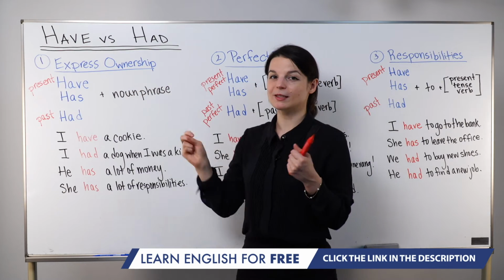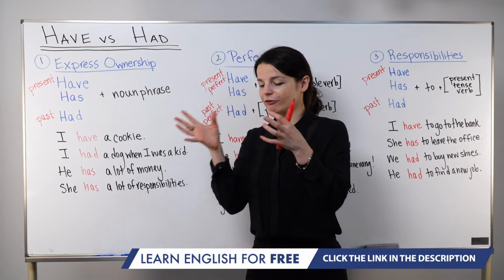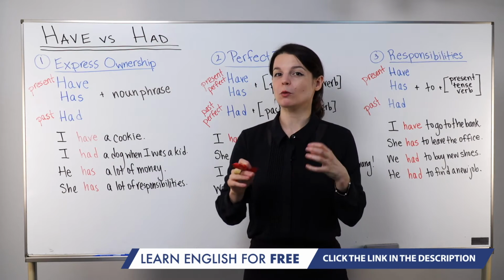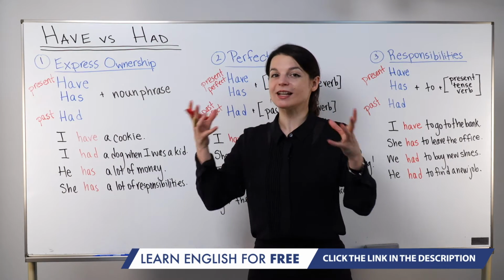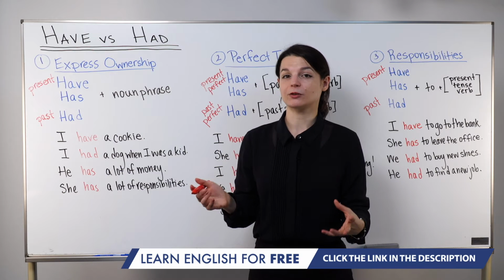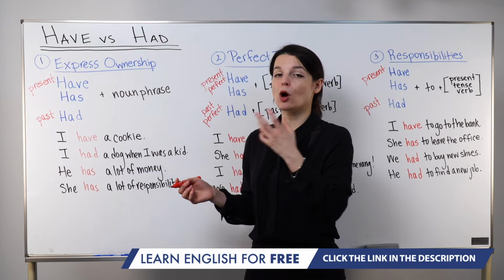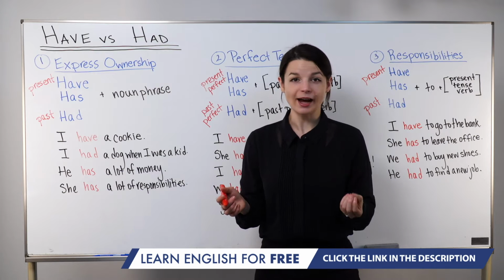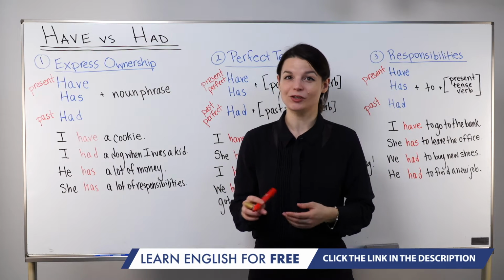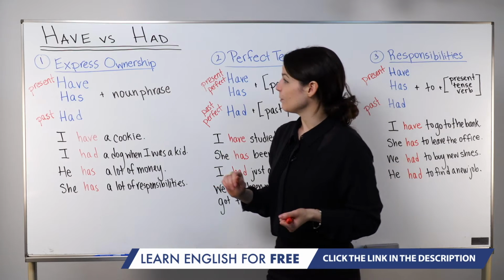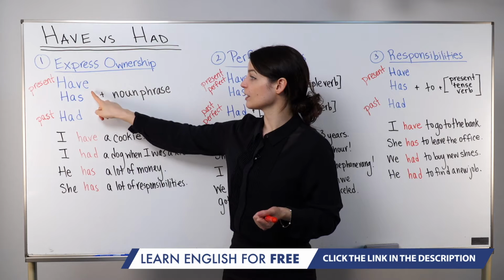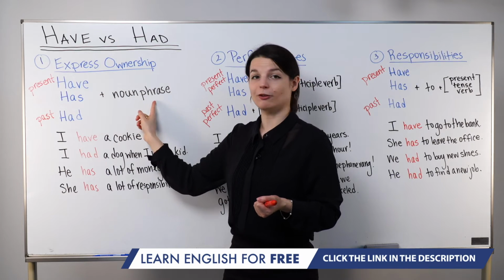So ownership, this means when we have an item, there's something that belongs to us, or when we want to talk about personalities or personal characteristics. When we want to talk about owning something or something belonging to us, we use have or past tense had to do that. So, to make a basic ownership expression with this verb, we use have plus our noun phrase.